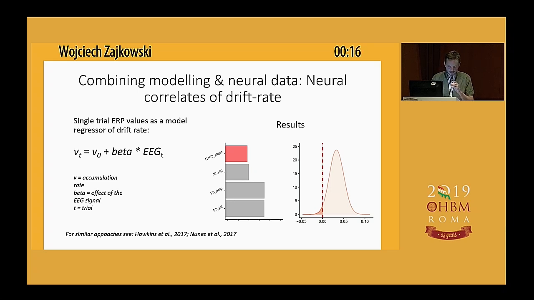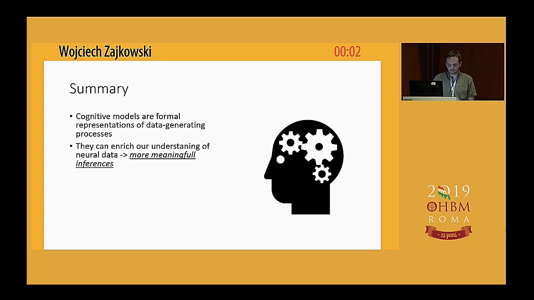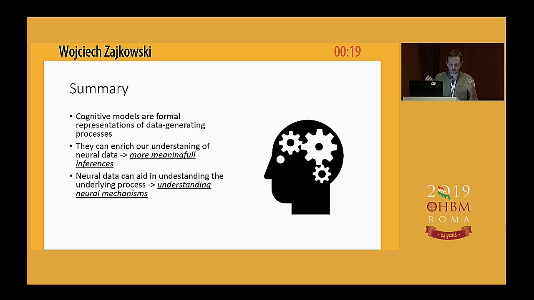Oh yeah, let's make a short summary of what I've told you, of what we've learned. So first of all, cognitive models are formal representations of data generating processes, which we can understand as generative models of behavior. And they can enrich our understanding of the neural data. For example, we can use them to look for brain correlates of the underlying neural process. We can also use the neural data to aid our understanding of the underlying process, so basically to constrain the model and to understand the neural mechanisms better, to make more realistic neural models.